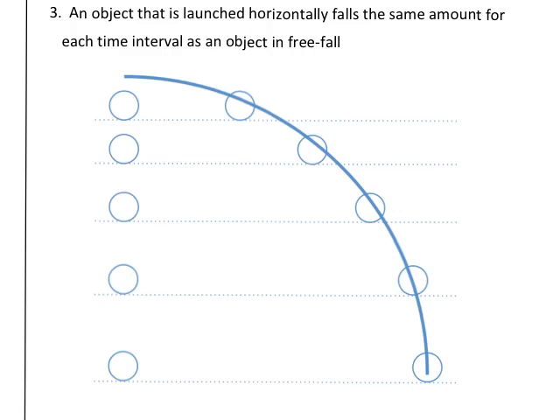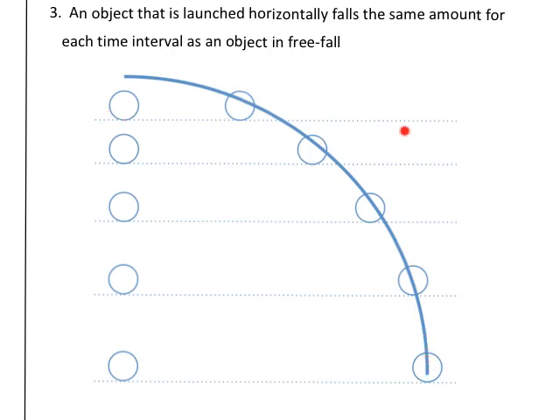Now, this concept is a little bit counterintuitive to what you might expect, but it is a true statement. An object that is launched horizontally, so one that goes like this, falls for the same amount for each time interval as an object in free fall. So what I have here are 2 pictures. One would be an object that is dropped straight down, and the other one, the object is launched forward and it follows a trajectory as it falls.